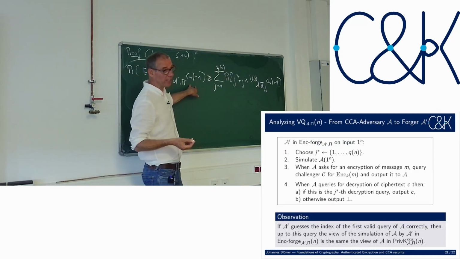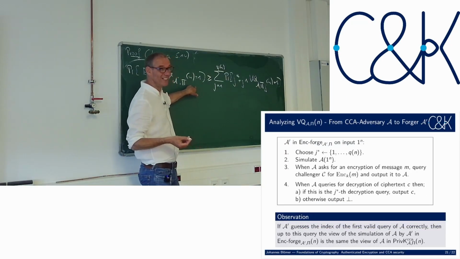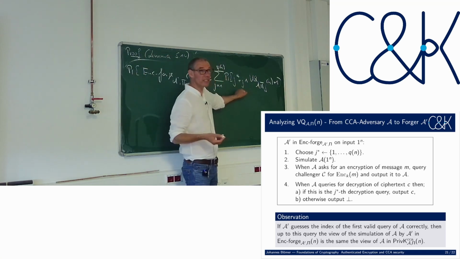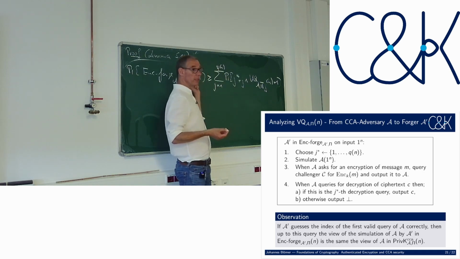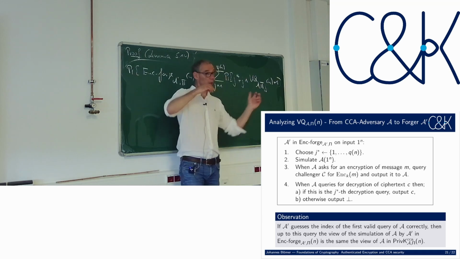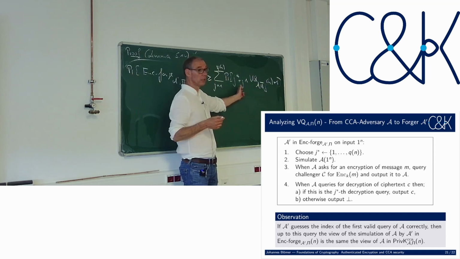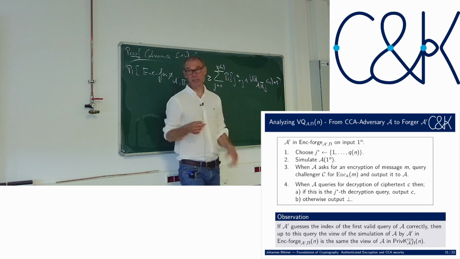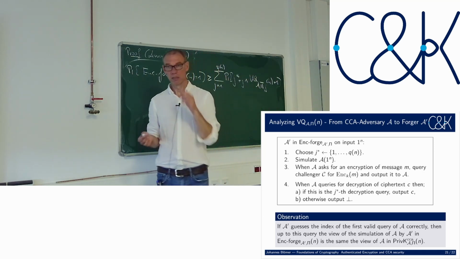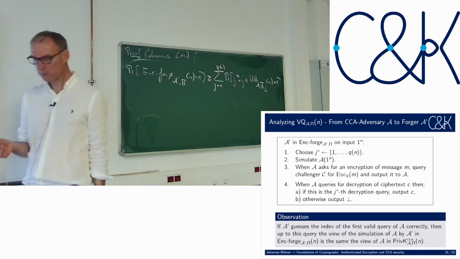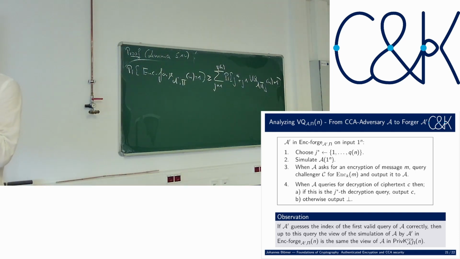Maybe there are other events where this guy wins. But I don't care. At least in these events, he wins. And hence, this probability is at least as large as the sum of these probabilities, because those are disjoint events. J star has one value, not many.